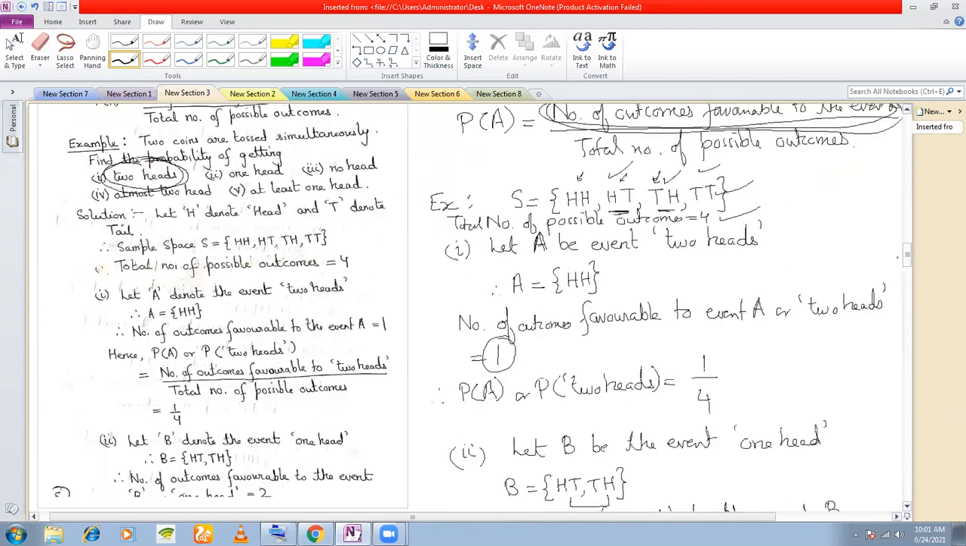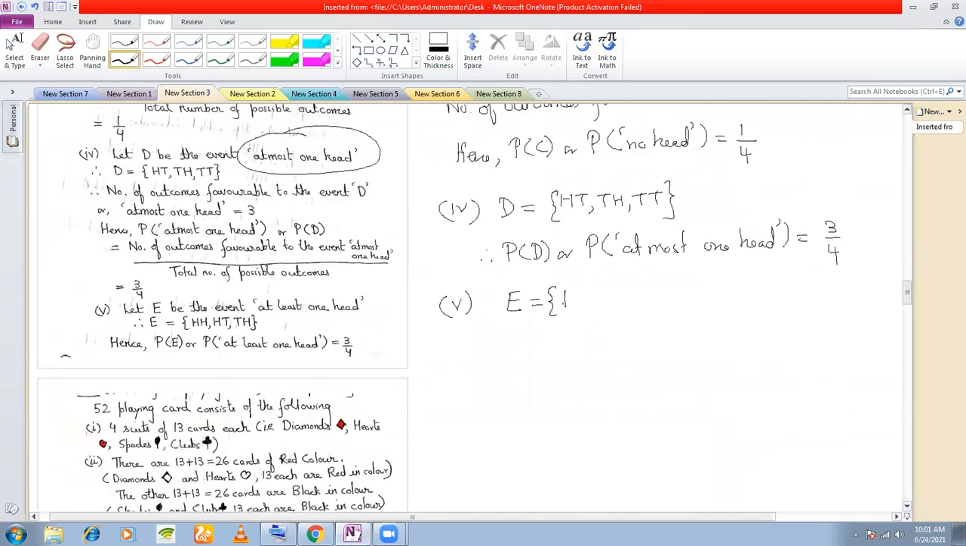At least one head means one head or two heads. So one head is here, one head is here, and one head is here. That means these three events, HH, HT, and TH. So how many events are there in E? There are 3. So how many events favorable to E? 3. Hence, P(E), or P(at least one head), is equal to 3 by 4.